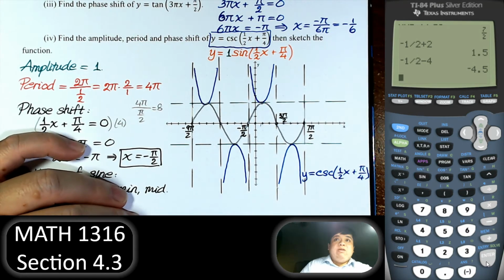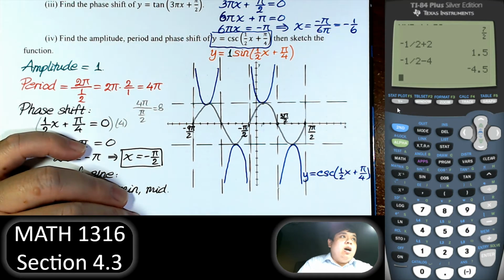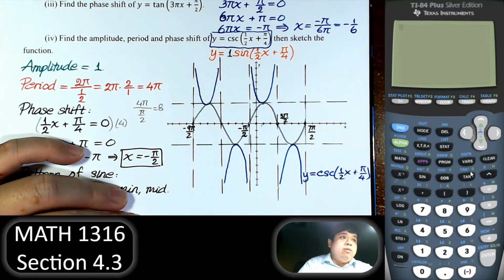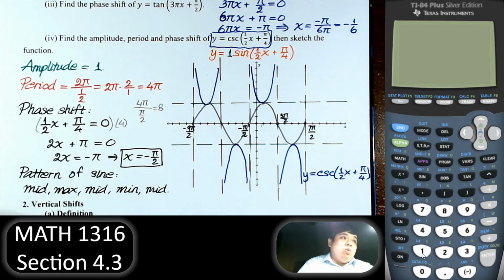If we want to graph it on the calculator, again, make sure it's in radian mode. And then we're going to graph cosecant. We cannot really type that, so 1 divided by sine of, I just type 0.5 instead of 1/2, x plus pi over 4.